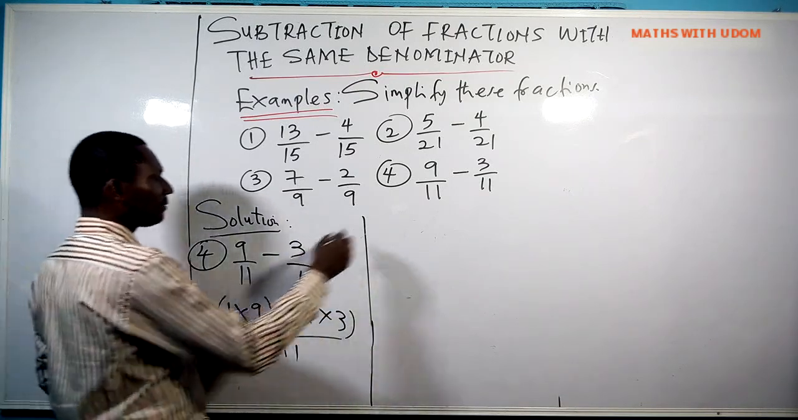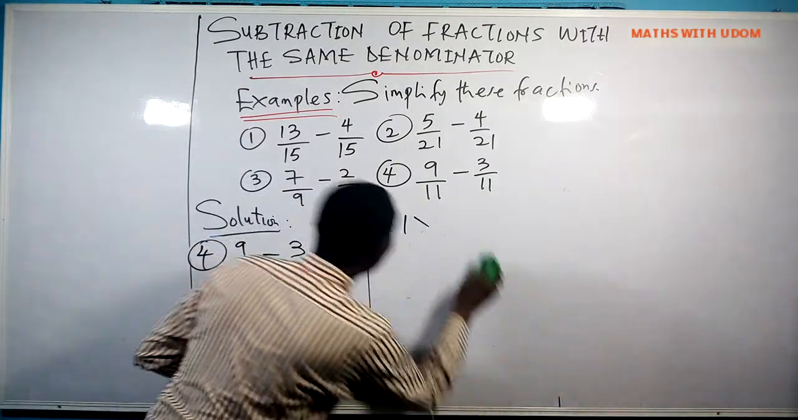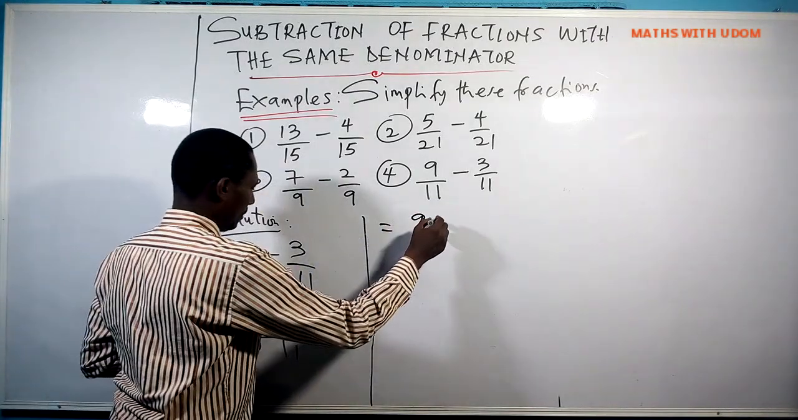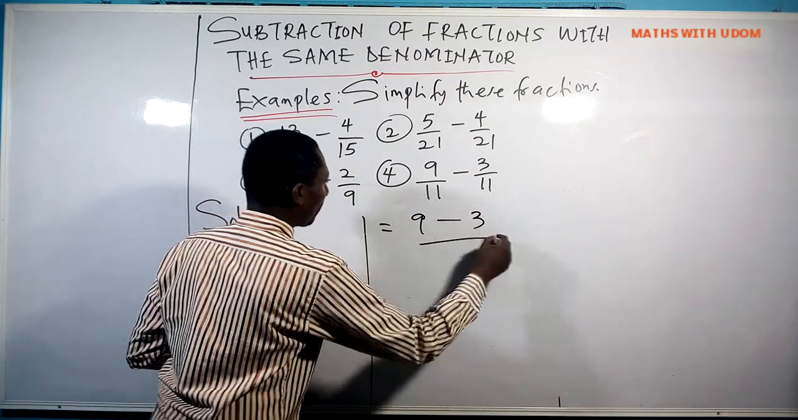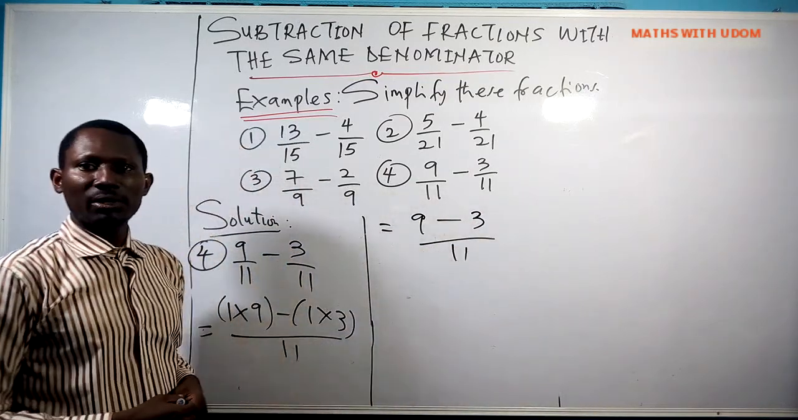1 times 9. 1 times 9 will give us what? So 1 times 9 is 9. Take away 1 times 3 is what? Is 3. Divide by what? Our denominator 11. Is that okay?